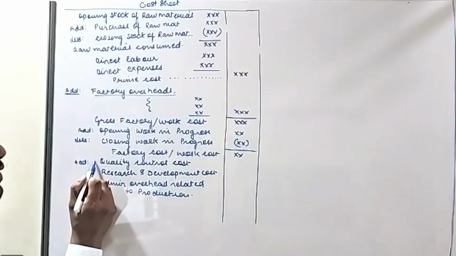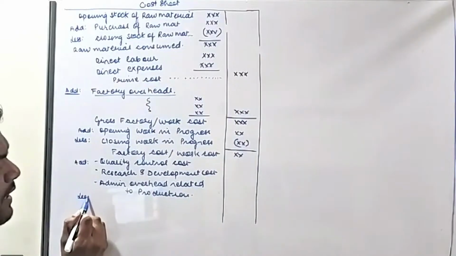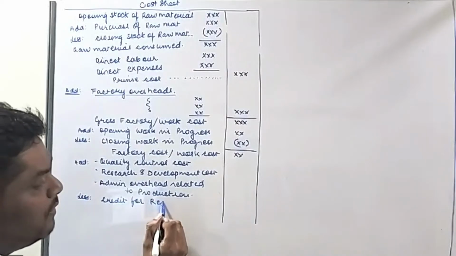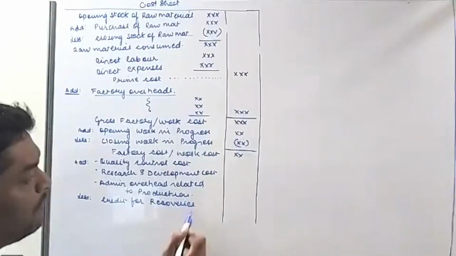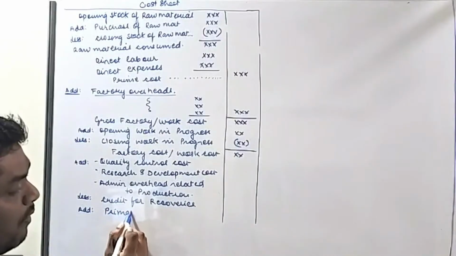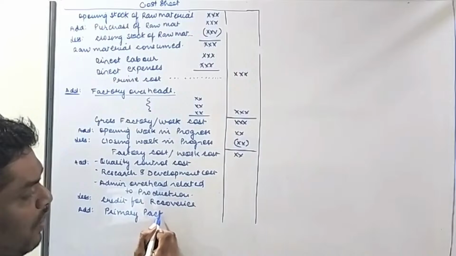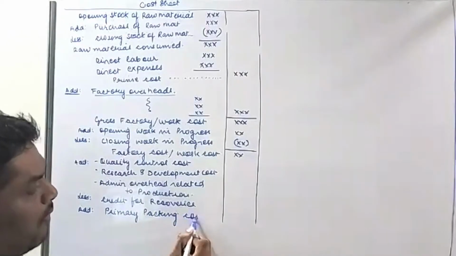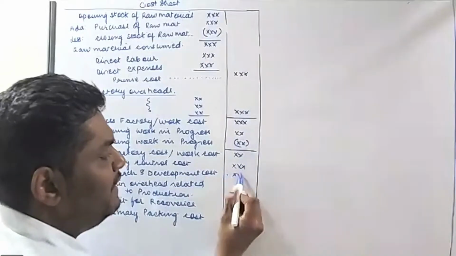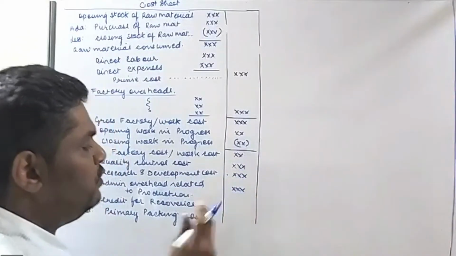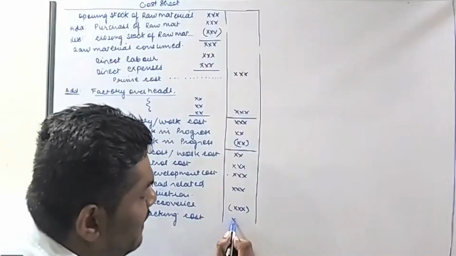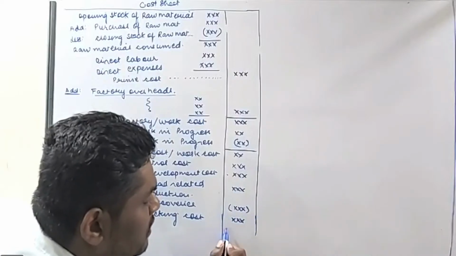Further, we have to deduct credit for recoveries, and we have to add primary packing cost. So first point, quality control cost. Second is research and development cost. Third is administration overhead related to production. Further, we have to subtract credit for recoveries and we have to add primary packing cost.